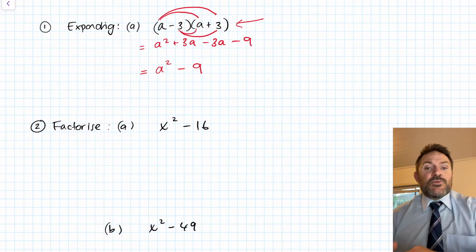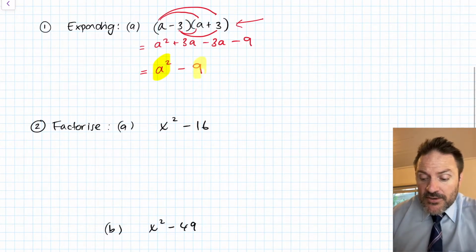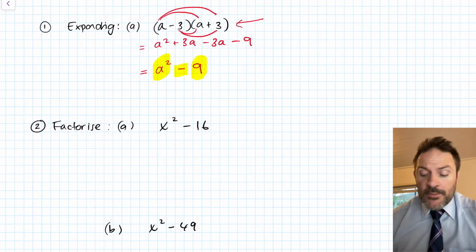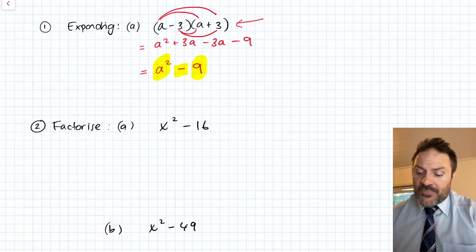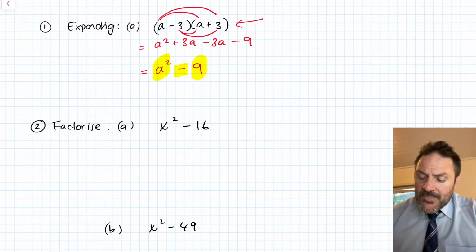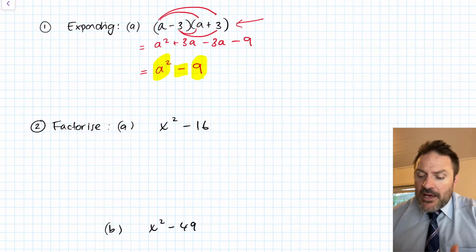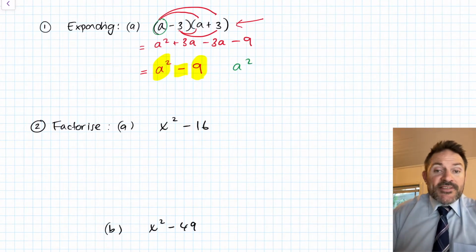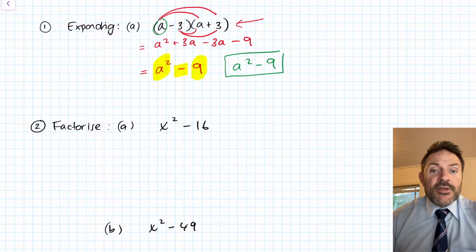Now, of course, that's where the name difference of two squares comes from, because we have two squared terms. Difference is minus, so difference of two squared numbers. We have the difference of a squared and 3 squared. Hopefully you recognize that at least. Now, the quicker way, as you know, is if you square the first term, I get a squared, and if I square the second term, we get 9. We put a minus in between. That's a really quick way of doing things.